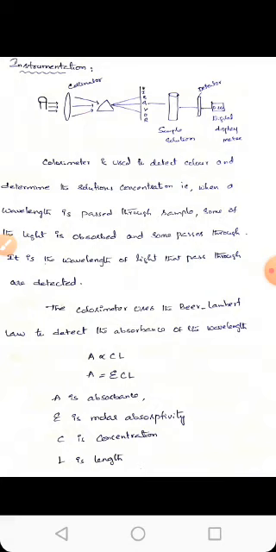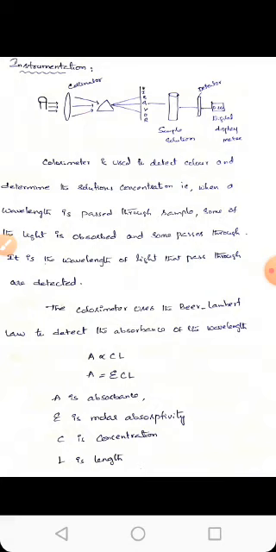Colorimeters are used to detect color and determine the solution's concentration. That is, when a wavelength is passed through a sample, some of the light is absorbed and some of the light passes through it. So it is the wavelength of light that passes through that is detected. That means when light is passed through a sample, some of the light is absorbed and some is transmitted. So the wavelength of light that passes through is detected by this instrument, that is the colorimeter. The colorimeter uses the Beer-Lambert law to detect the absorbance of light.